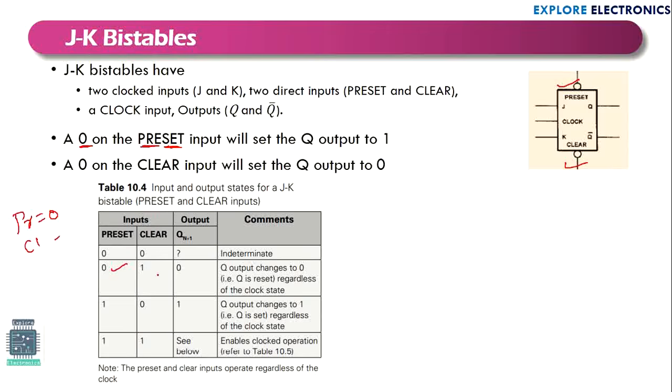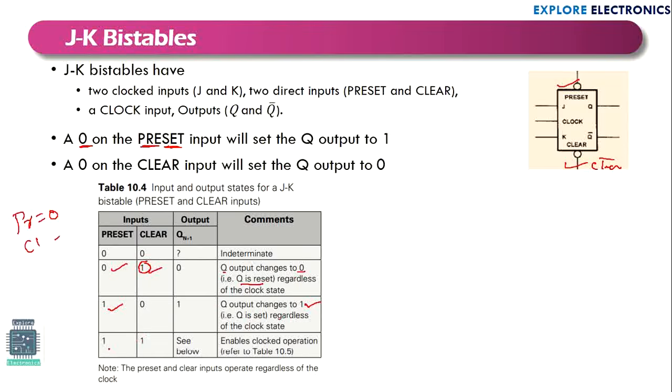When preset is 0 and clear is 1, output will be changed to 0. Here they have given for clear signal is 1. If clear bar is taken, here actually the bubble indicates this is clear bar. When clear is 1, output Q will be changed to 0, or Q is reset we say. When preset is 1, Q will be changed to 1. It is preset to 1.